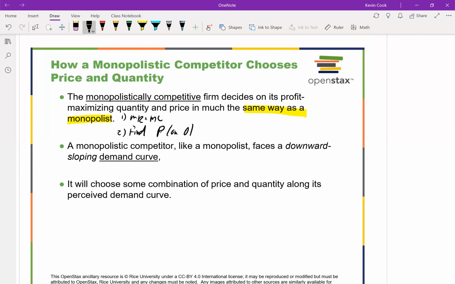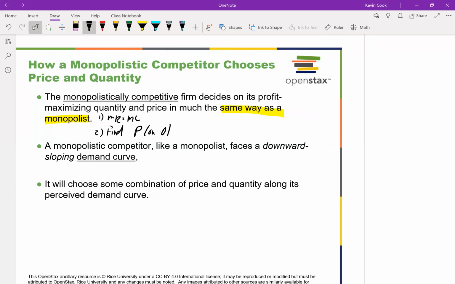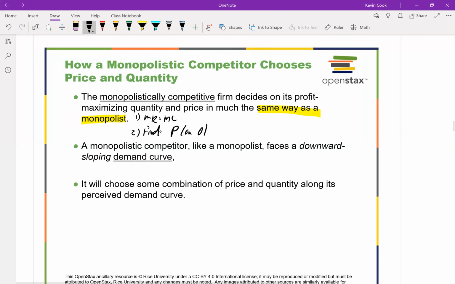They also face a downward sloping demand curve, and so on. But the big difference, I guess, is that the monopolistic competitor has a more elastic demand curve.